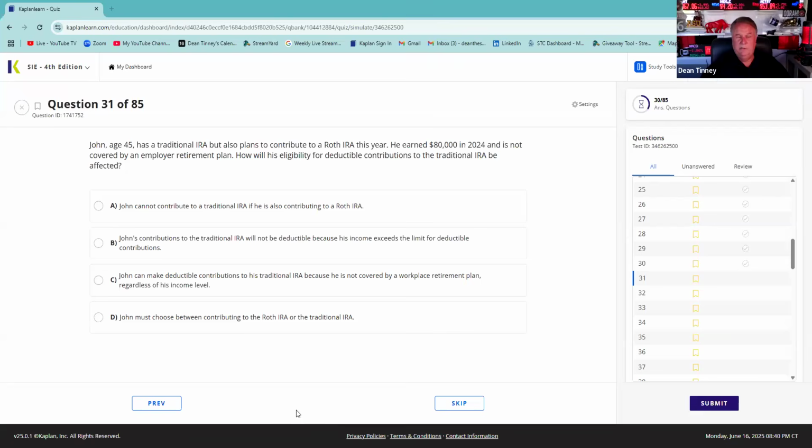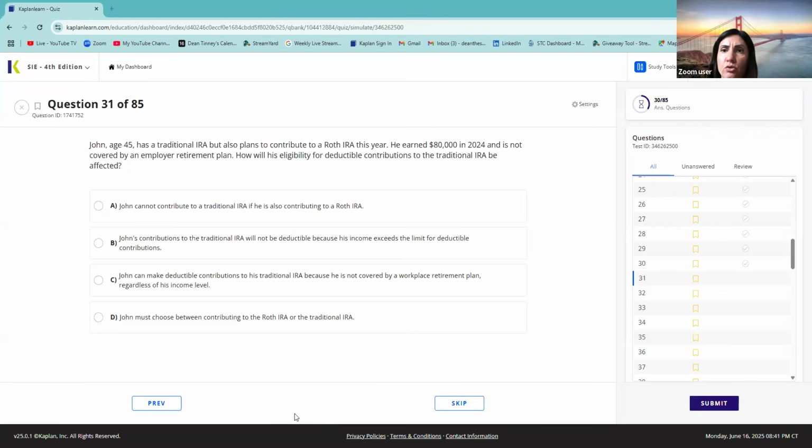Yeah, you're on the right track. You're pretty close to the right answer based on what you just said. So John cannot contribute to a traditional IRA if he is also contributing to a Roth, but that's not the case. He's not employed, right?